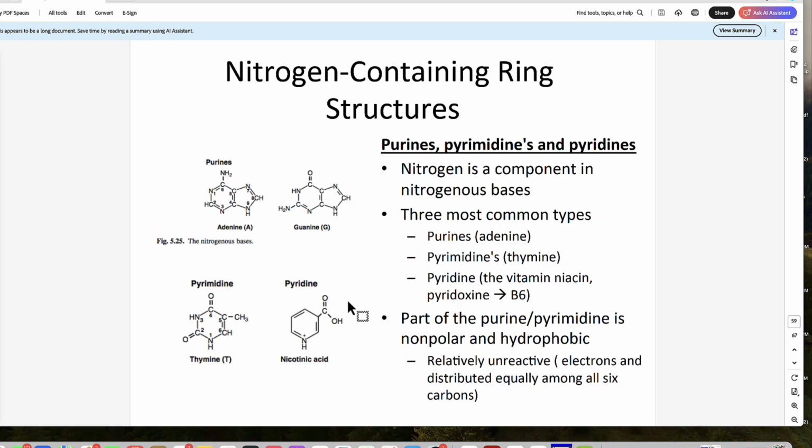Purines, pyrimidines, and pyridines. This is what you see in nitrogenous bases. They're the 3 main common types, like adenine, thymine, and then you have B6, niacin. These are part of the purine pyrimidine, which are nonpolar and hydrophobic, and they tend to be relatively unreactive because all of the electrons are distributed equally. Very straightforward.